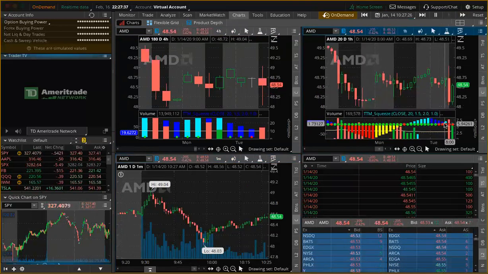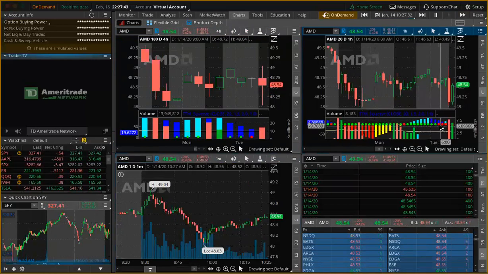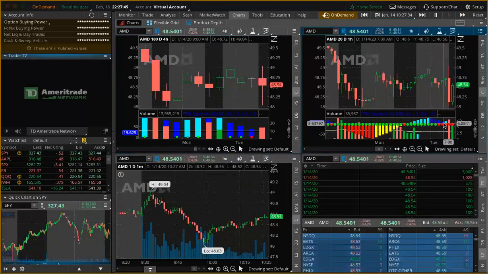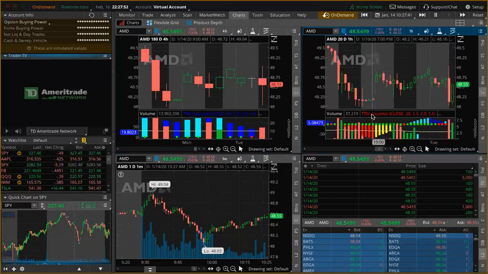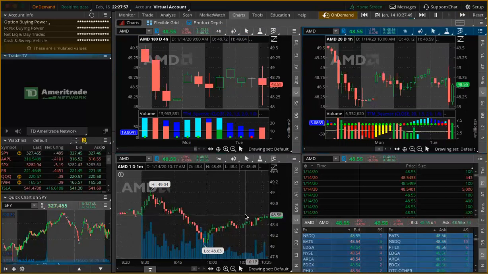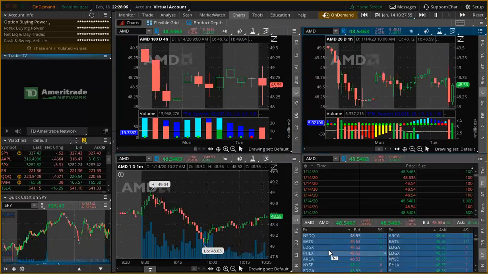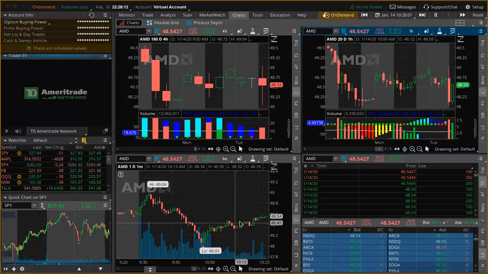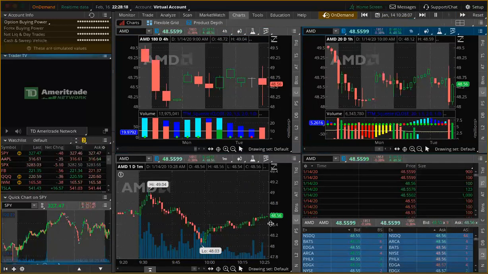AMD is still squeezing on the 1 hour chart and on the 4 hour chart, so it has not released from the squeeze yet, which means that we're still going to experience a bit of sideways movement until it breaks out of that range. I see a very strong reversal here. So I'm reading the tape at this time, and I'm seeing that AMD is holding this 48.50 level very well. And I'm entering here.